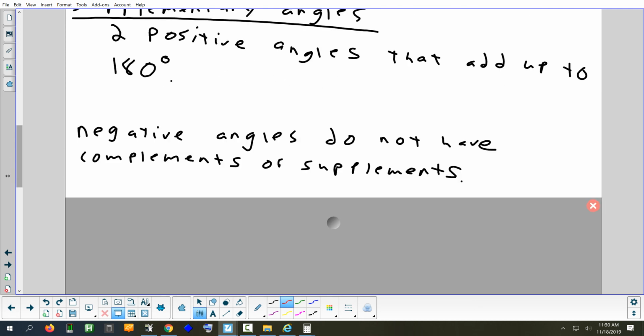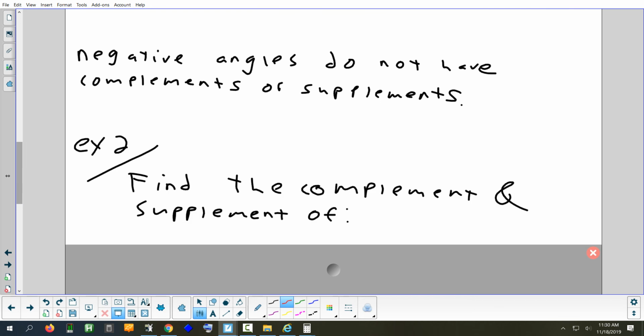Negative angles do not have complements or supplements. So if I asked you what's the complement of 40, I'm asking you what do you add to 40 to get 90. That's what that means. Negative angles, there is no answer. Okay. So I'm going to give you some angles, and I just want to know the complement and the supplement.